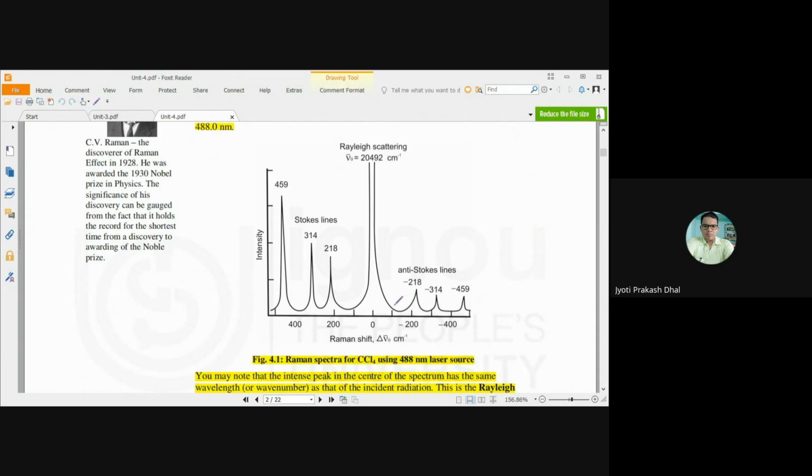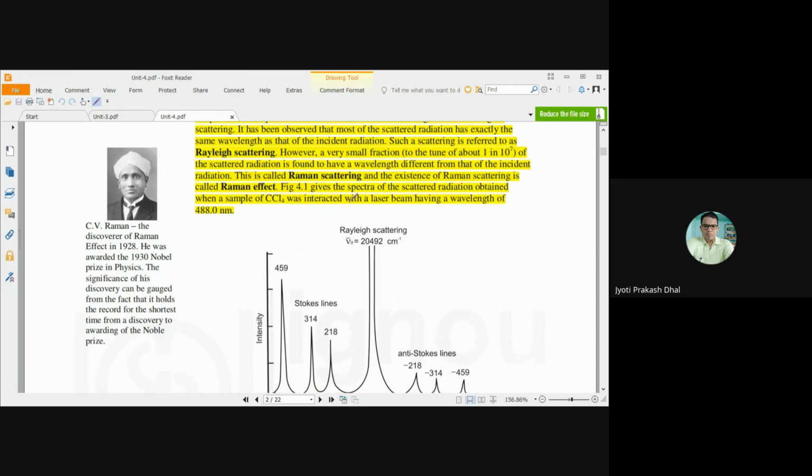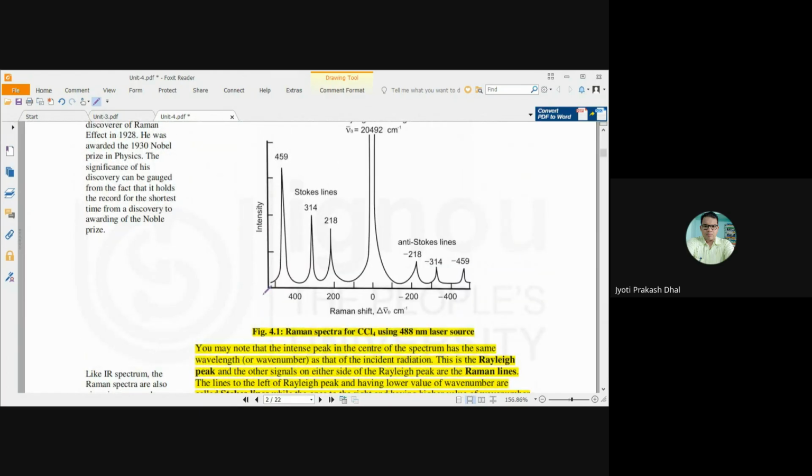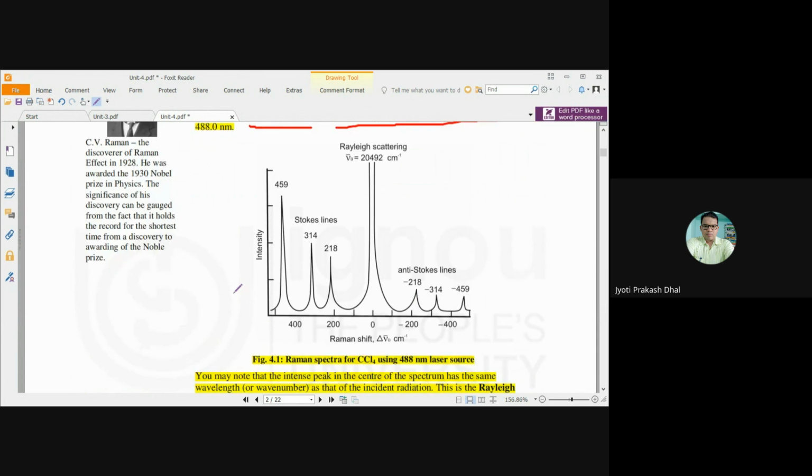you can see the spectra of the scattered radiation obtained when a sample of carbon tetrachloride was interacted with a laser beam having a wavelength of 488 nanometer. So this is the figure of the Raman spectra of carbon tetrachloride when the molecules interact with a laser beam which produces electromagnetic radiation of wavelength 488 nanometer.